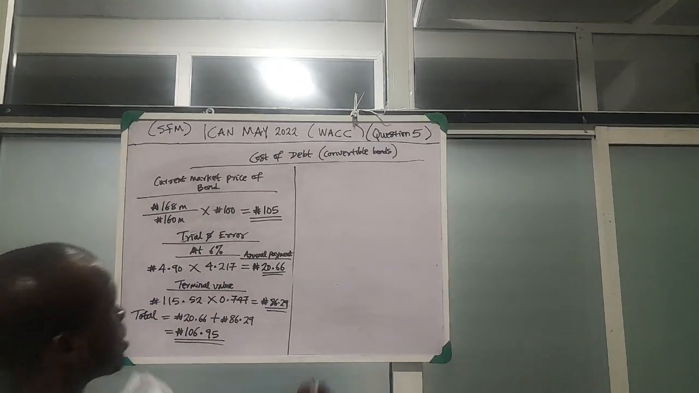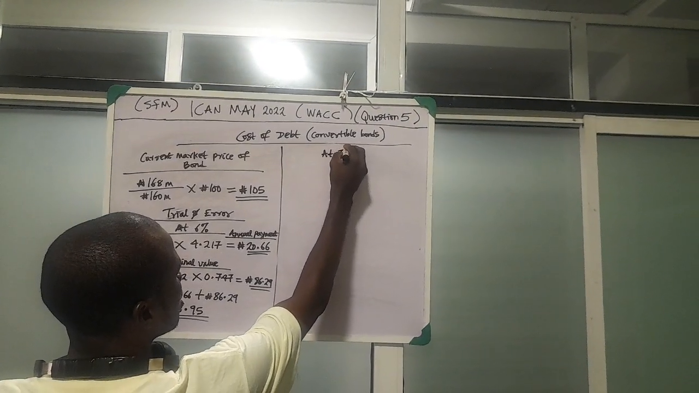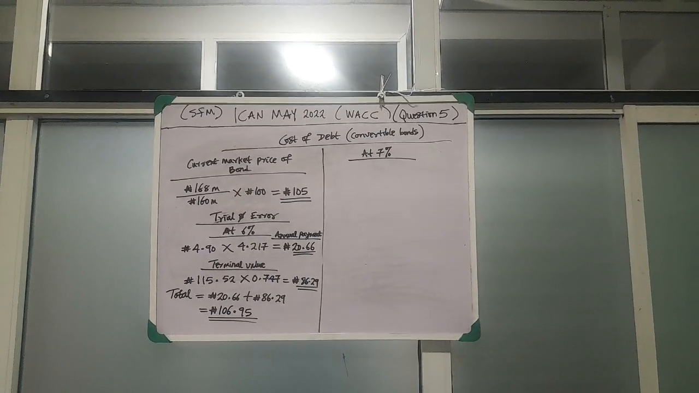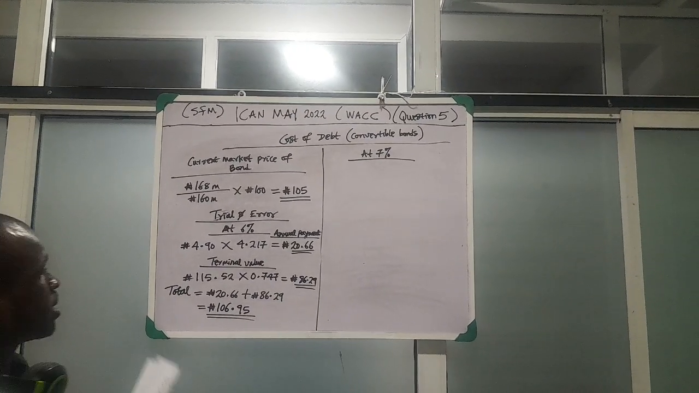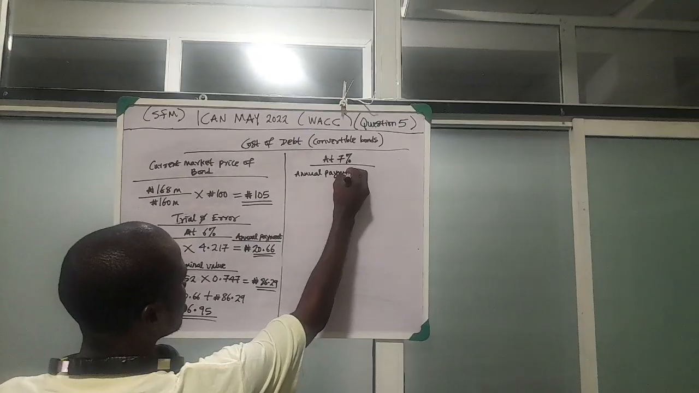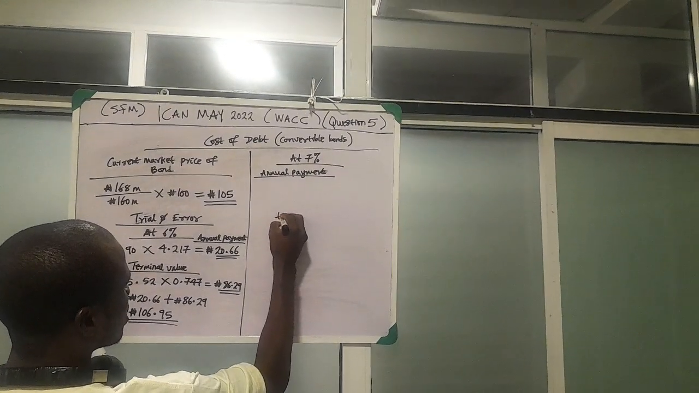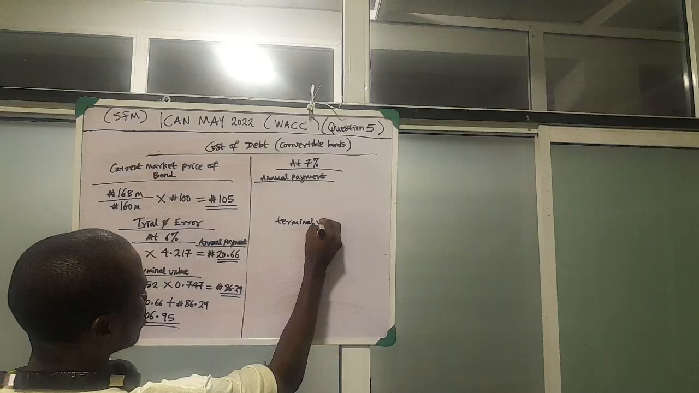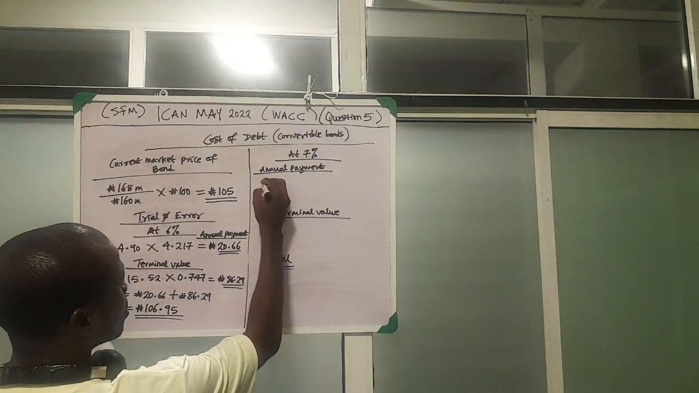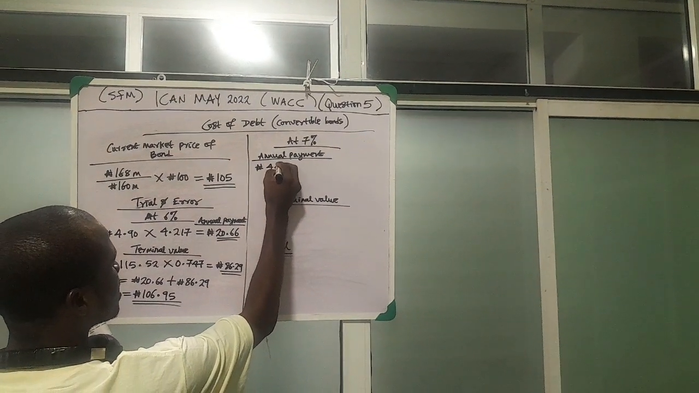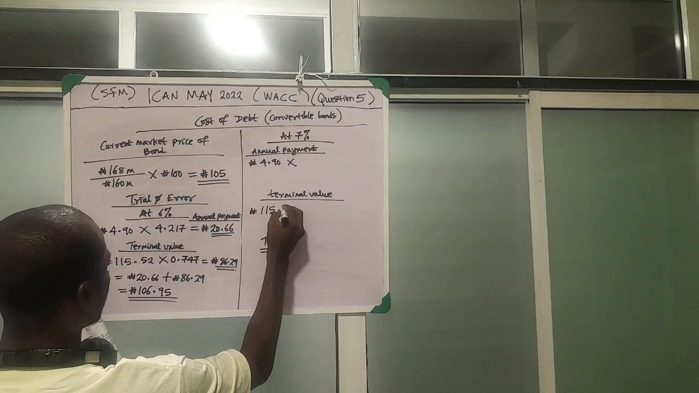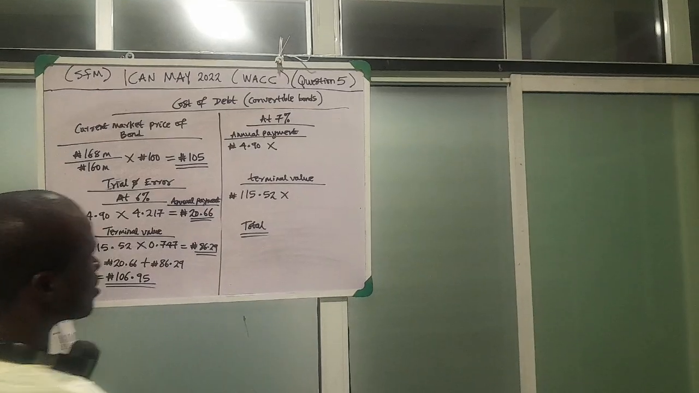So at 7%, we will be finding the annual payment and the terminal value. So annual payment, terminal value, and we probably have the total. So this, we still have 4.90 times the annuity factor. Then here we have 115.52 times the discount factor.